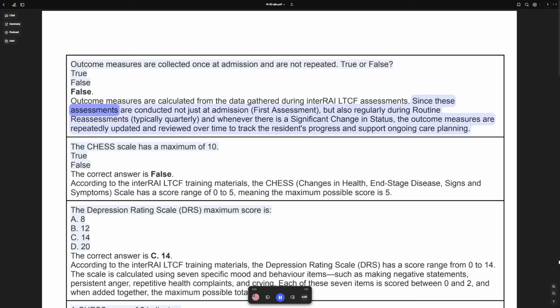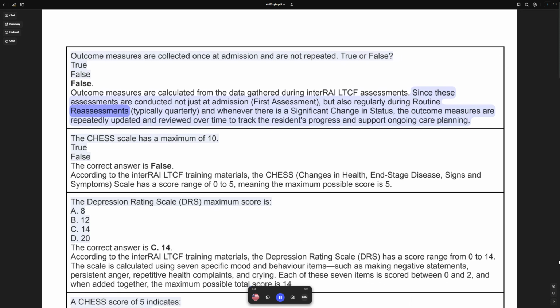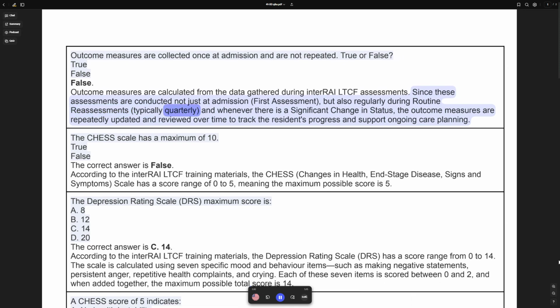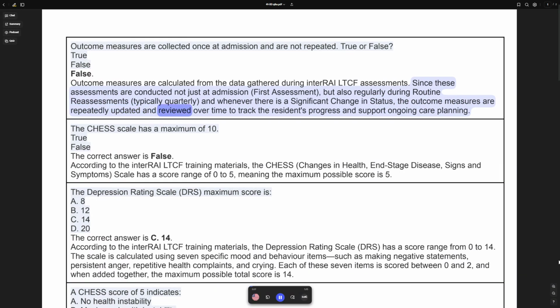Since these assessments are conducted not just at admission, first assessment, but also regularly during routine reassessments, typically quarterly, and whenever there is a significant change in status, the outcome measures are repeatedly updated and reviewed over time to track the resident's progress and support ongoing care planning.